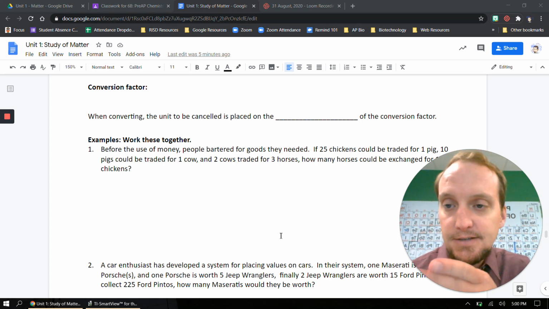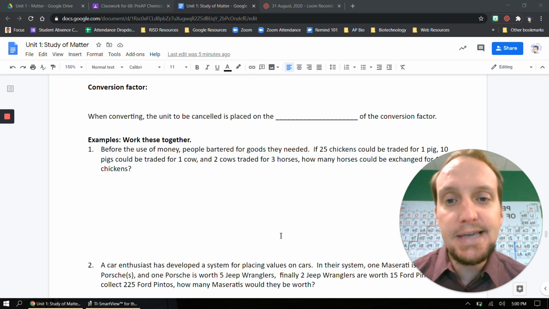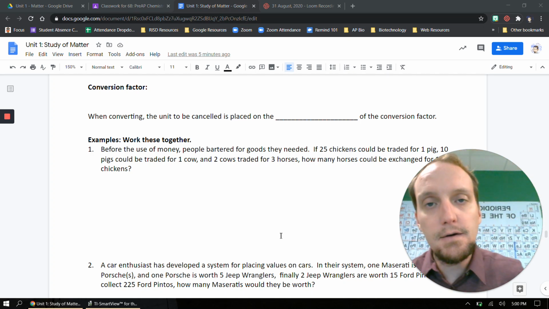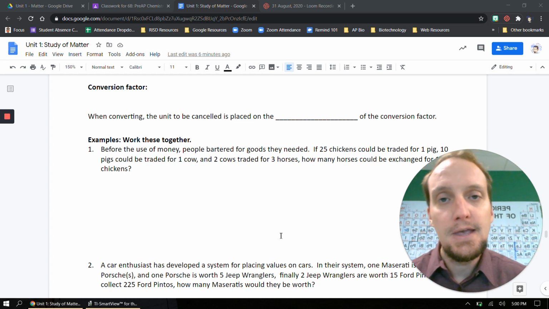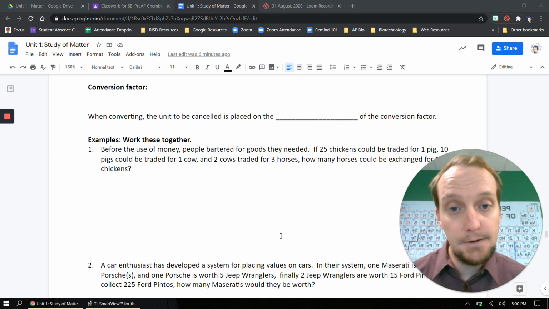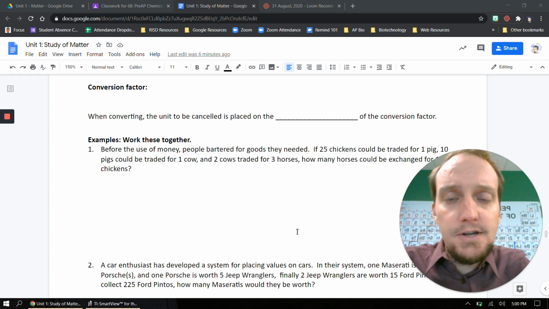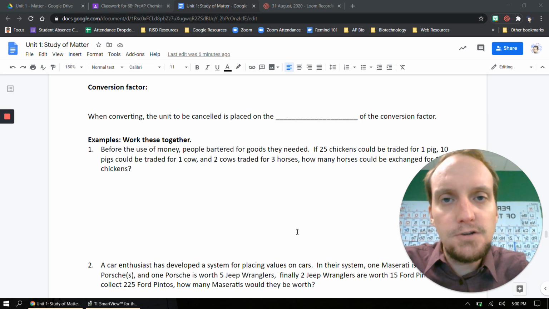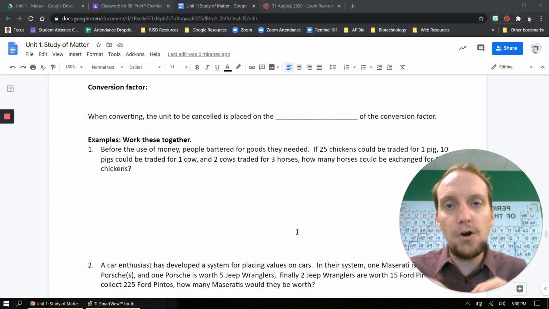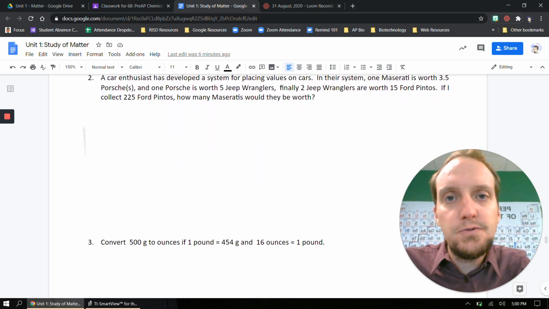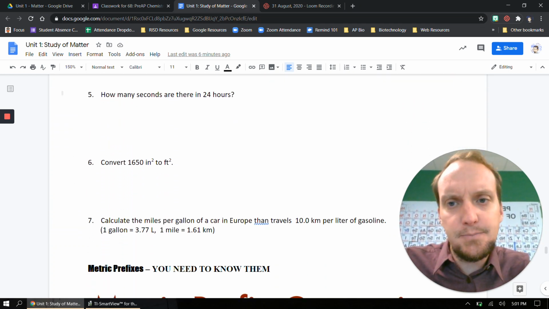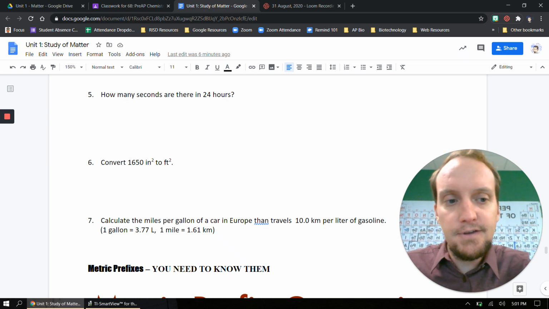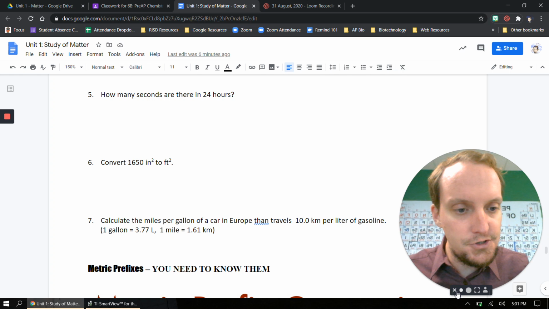What we have here, again, it says at the top of your screen, converting: the unit to be canceled is placed on the bottom of the conversion factor. The unit to be canceled is at the bottom, and I will show you what I mean in a minute. Numbers 1, 2, and 3 are actually fairly advanced. They talk about some silly things like cars and animals, but where I would like to start is number 5, because number 5 shows you more of the process as we work our way up to more complicated examples. So I'm going to start with number 5 for a reason that, hopefully, will become clear to you in a minute.